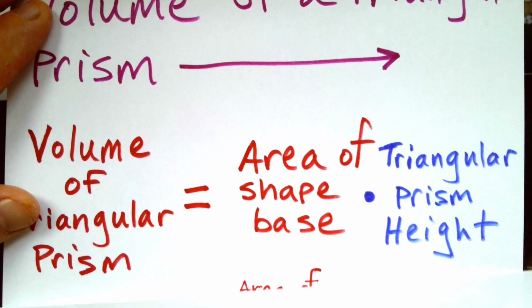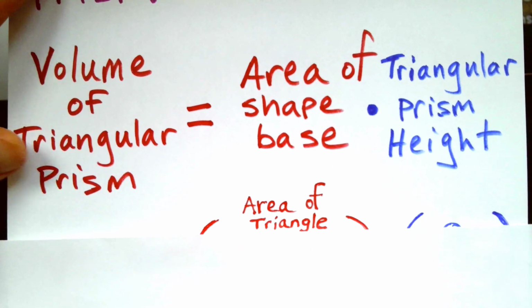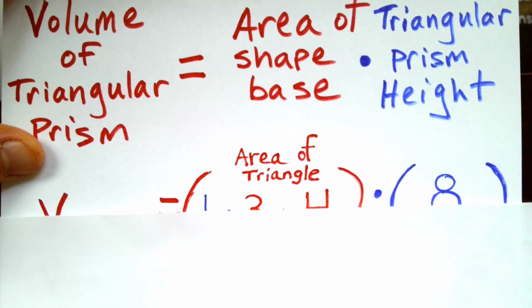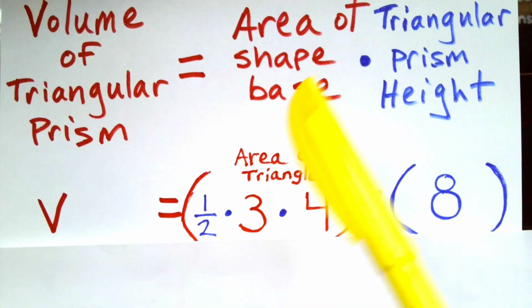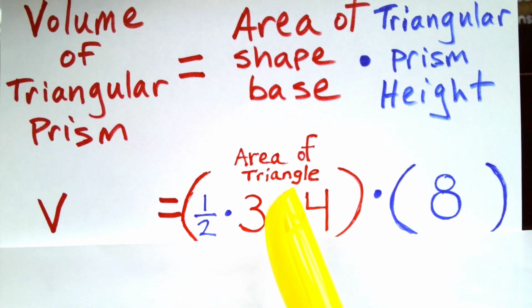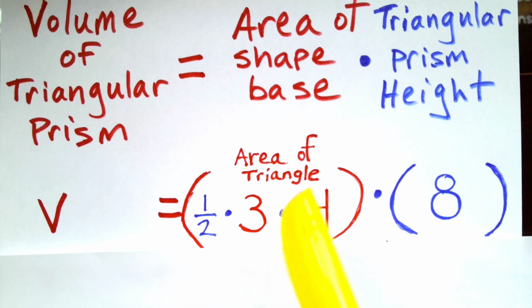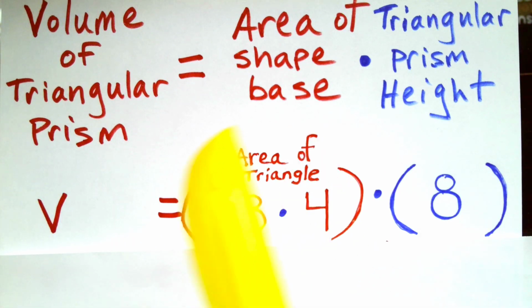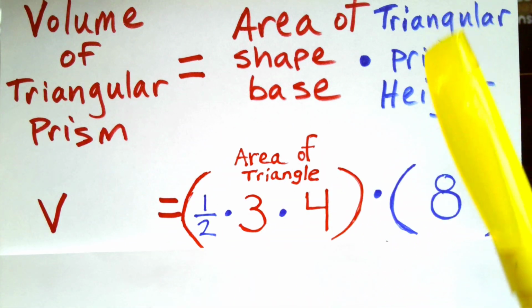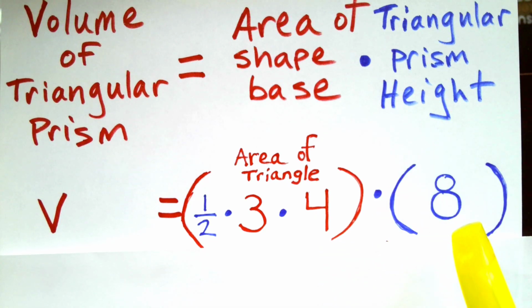I want to go step by step, really slow, in breaking this down for you. So the volume, or V, is equal to the area of the shape, a right triangle. The area of a triangle is 1/2 times the base times the height. The base is 3. The height was 4. That's the area of the base of this triangular prism. To find the volume, we multiply that value times the prism's height, which was 8.